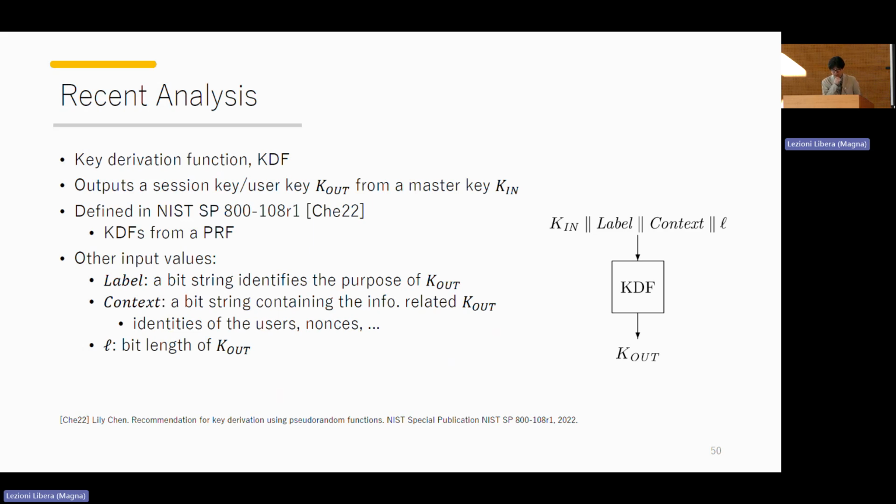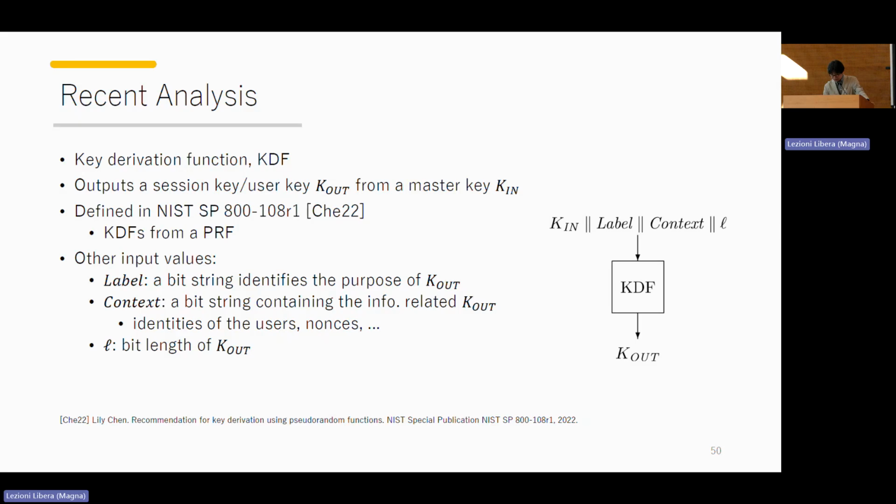As a recent analysis, I'd like to introduce the key derivation function, KDF. A key derivation function outputs a session key or user key, K out, from a master key K in. So K in is the master key and K out is the user key. It is defined in this NIST document, and this standard specifies key derivation functions from a PRF. There are many other constructions, but this one focuses on the construction based on a pseudorandom function.